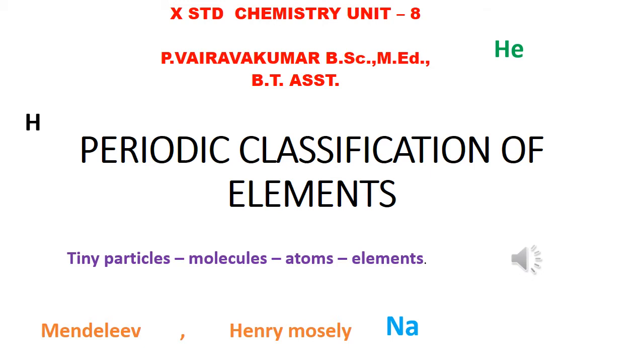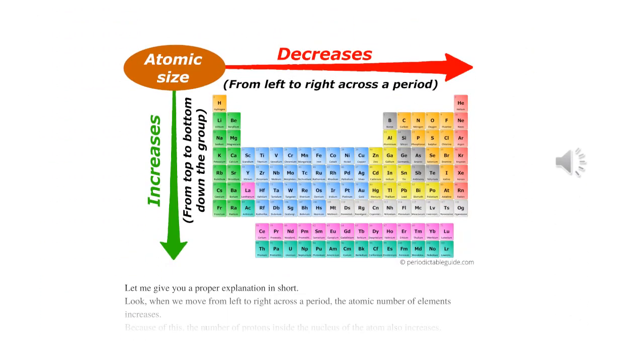The periodic table consists of periods and groups. Horizontal rows are called periods and vertical columns are called groups. In the periodic table, there are 7 periods and 18 groups. So scientists created this table and they wanted to arrange the elements in order.